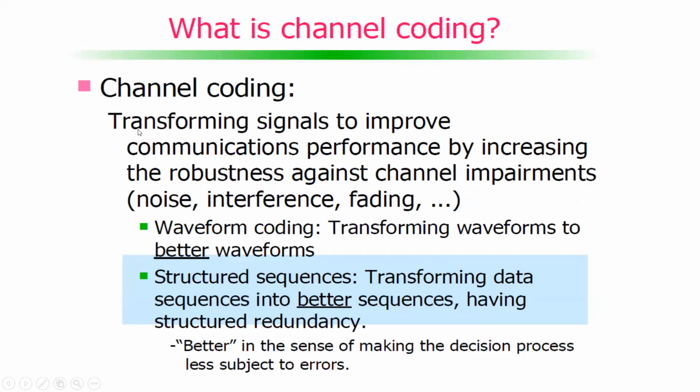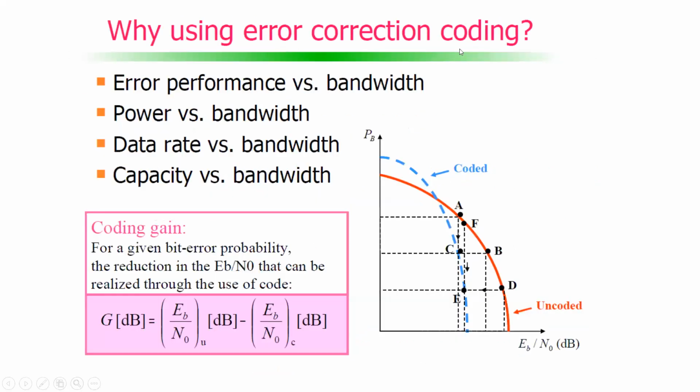This is channel coding: transforming signals to improve communication performance by increasing the robustness against channel impairments, noise, interference, and fading. I have already talked about this. We will not do waveform coding, which is basically transforming waveforms to better waveforms. Rather, we will come straight to the linear block codes, just to briefly discuss why channel coding is important.